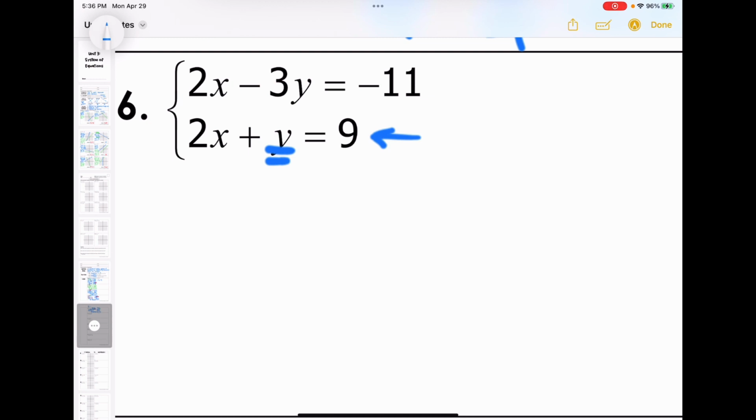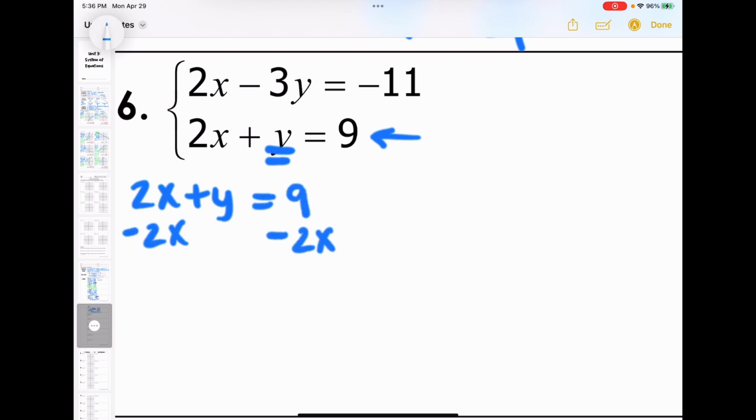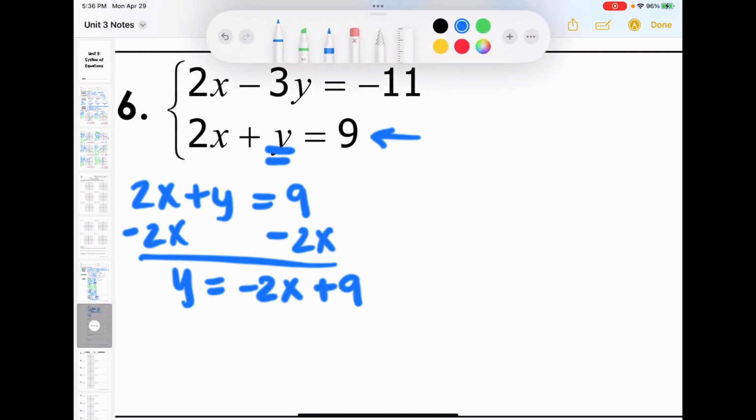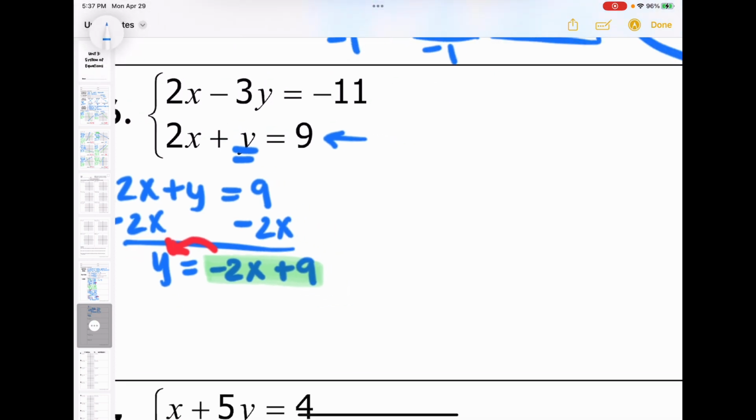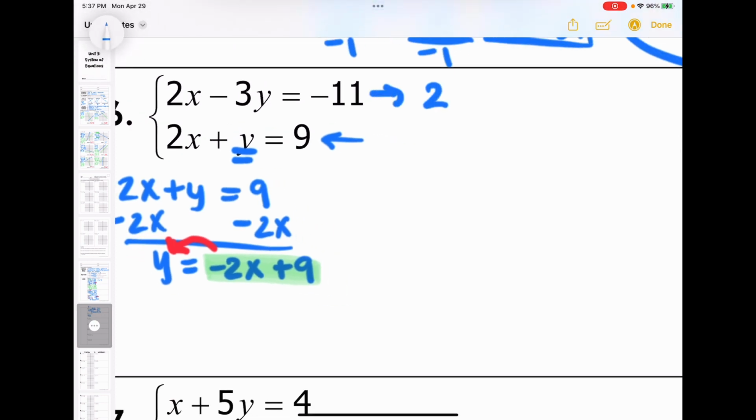So to do that, I have to move 2x to the other side. So I'm going to subtract 2x from both sides. So y is going to equal negative 2x plus 9. Now I'm going to take this and I'm going to substitute it into the first equation for y. So I'm going to have 2x minus 3 parentheses negative 2x plus 9 equals negative 11.